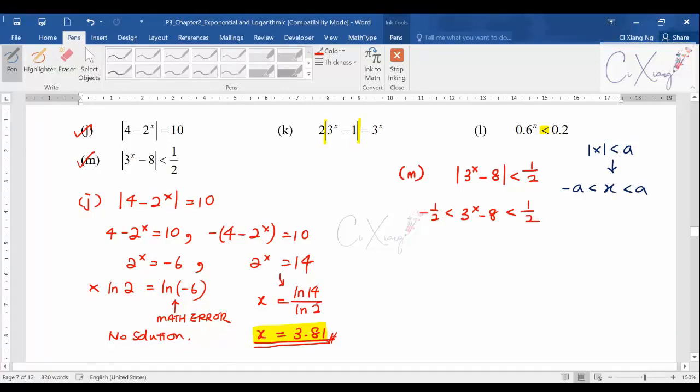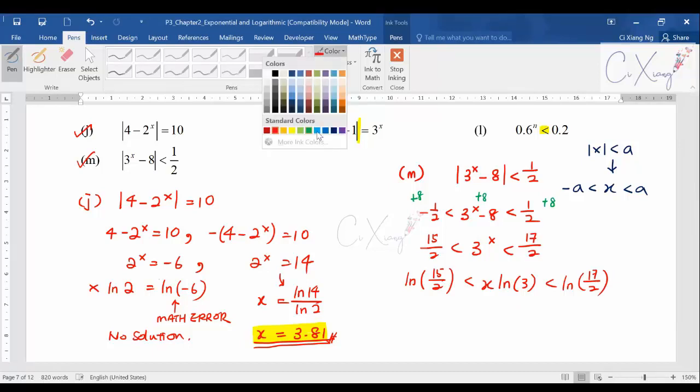Now your aim is to change the center part to become x only. So how to change it? Every single part here you plus 8. When you plus 8 for all the 3 parts, you will get 15 over 2, then 3 power x, and also 17 over 2. Then you want to put the x down, so you have to take ln for all the parts. So you're having ln 15 over 2, then x ln 3, and then ln 17 over 2.